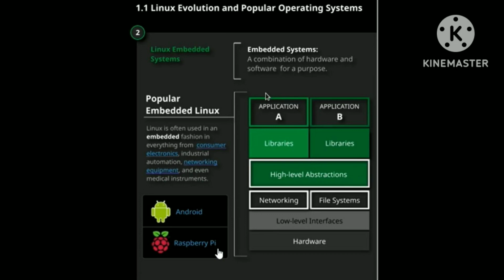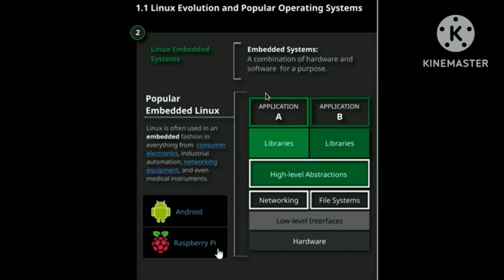Architecturally speaking, we have applications that are fulfilling the purpose of the embedded system. These applications then use libraries to function. There are high-level operating system abstractions, or the operating system components, that the applications make use of. We have networking and file systems. We have to have somewhere for these files to live. We have to have networking so that we can communicate to other devices. We have the low-level interfaces needed to support the function of the device. Then of course, the hardware that everything sits on.